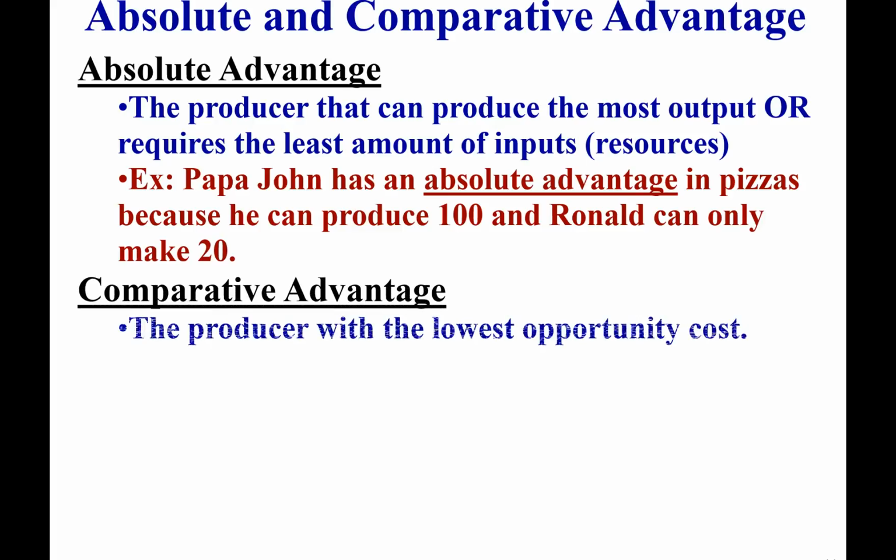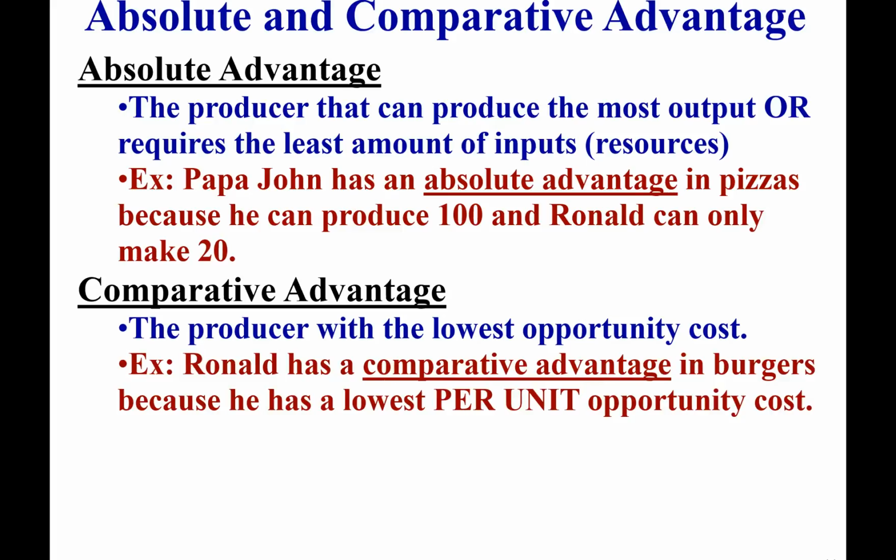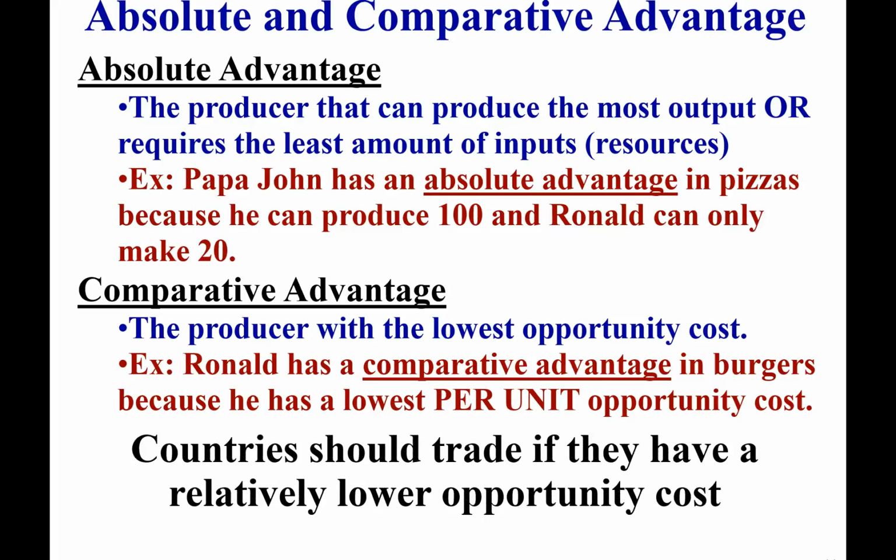Comparative advantage is what we just saw with the comparison of opportunity costs. And so comparative advantage goes to the producer with the lowest opportunity cost. What we just saw was that Ronald has a comparative advantage in burgers and Papa John has the comparative advantage in pizzas. In both cases, they had the lowest per unit opportunity cost. Hopefully you can see the benefit of breaking it down to the per unit costs so that you can do a very clear comparison.